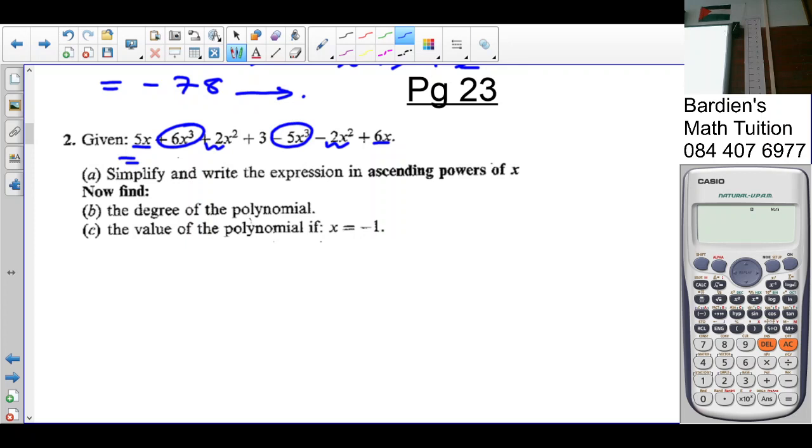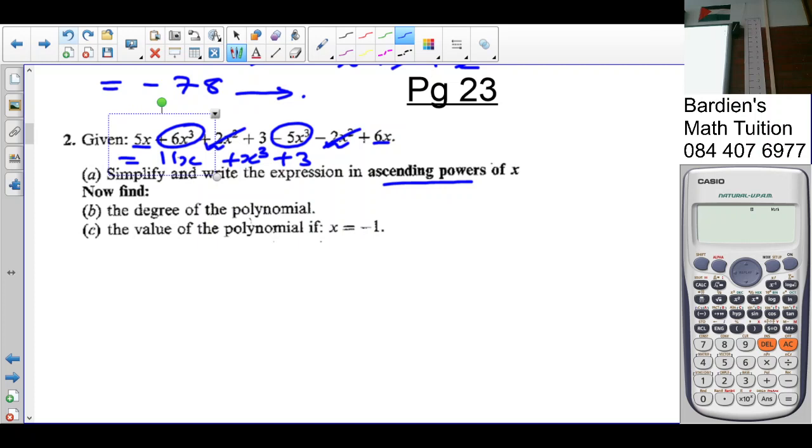And 3 is on its own. So 5x plus 6x is going to give you 11x. Positive 6x. Is that positive or negative? Positive 6x. Cubed minus 5x cubed. So it will be positive x cubed. 2x squared minus 2x squared cancel. Plus 3.